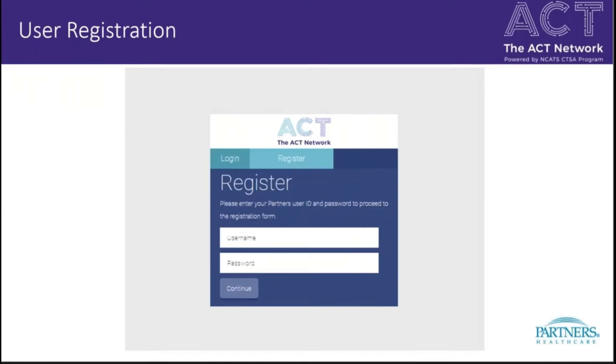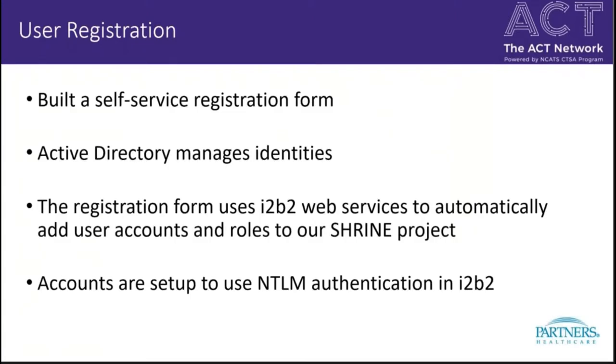So this is what our user registration login system looks like. This is just something that we quickly wrote. And so when someone wants to use the ACT, join the ACT network at our site, they go to a special URL, they see this, we can kind of determine if they're registered or not anyway, so they see this and they can go through that process. We built a self-service registration form, and so anyone can go in if they meet the criteria that we've set out at our institution. They can join.